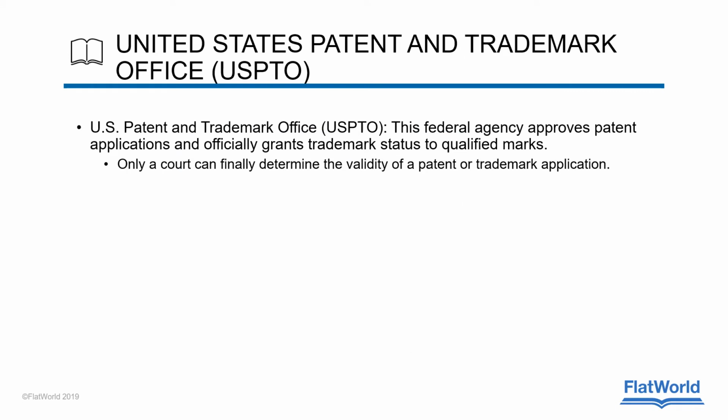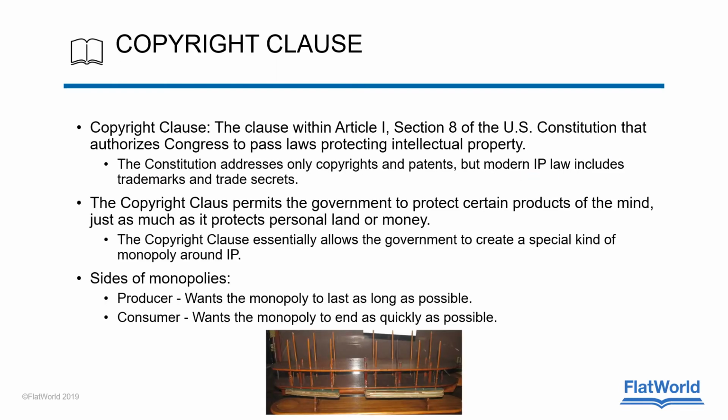Some more things to keep in mind. The United States Patent and Trademark Office, the USPTO. This is a federal agency. It approves patent applications and officially grants trademark status to qualified marks. So this is not a law. Only a court can finally determine the validity of a patent or trademark application. And of course, that only comes into play if the patent or trademark is challenged or if the recipient of the patent and trademark wishes to enforce it. So a few things to keep in mind.